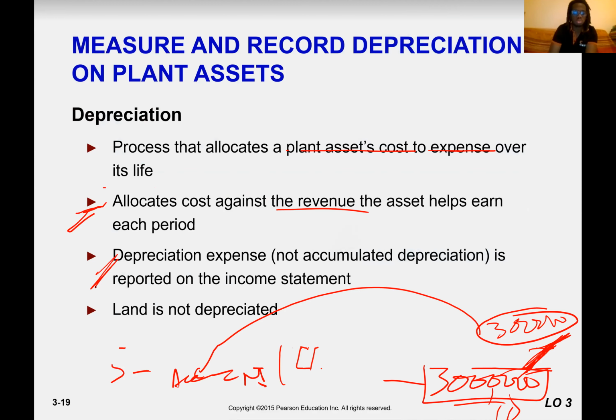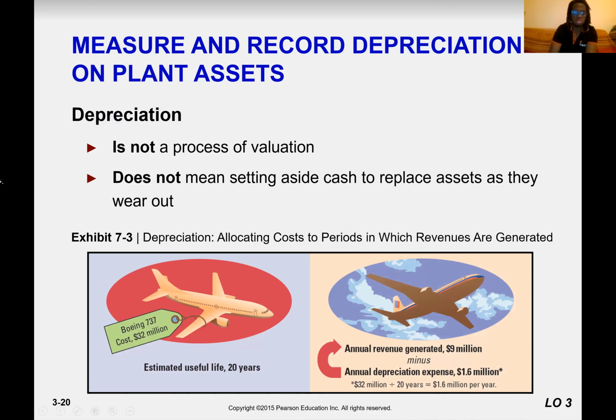Depreciation expense is reported on the income statement, but remember, not the accumulated depreciation. Accumulated depreciation is a contra account, or opposite account, for plant assets. It is written on the balance sheet, not the income statement. Depreciation expense is written on the income statement. And remember, land value is not depreciated. Land value always appreciates, right? Depreciation means that value is going down. Appreciation means value is going up every year, right? So remember, depreciation is not a valuation process.